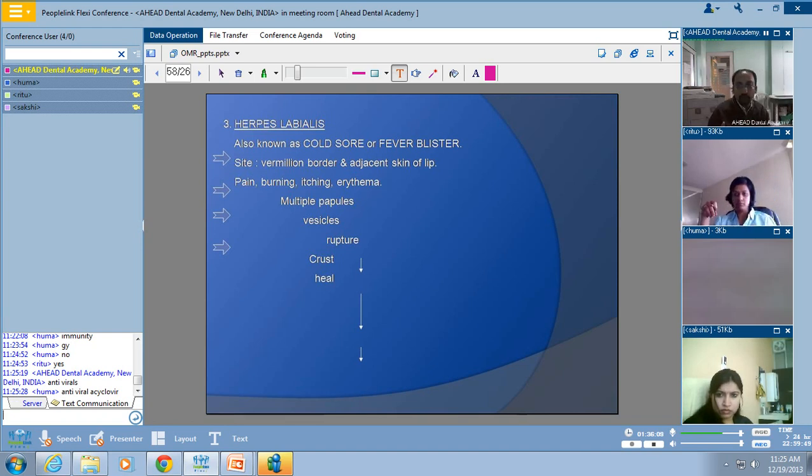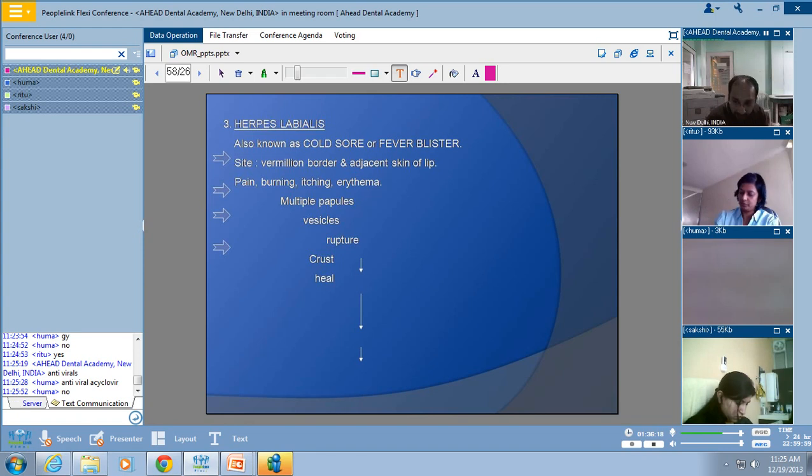You need to specify a time limit, and that time limit has been 72 hours. When the patient has been diagnosed with a lesion for less than 72 hours, antivirals would be successful. But if a patient comes to you after 5 days, whether you give or you don't give, it really doesn't make any difference, because this condition is simply self-limiting. Is it clear?